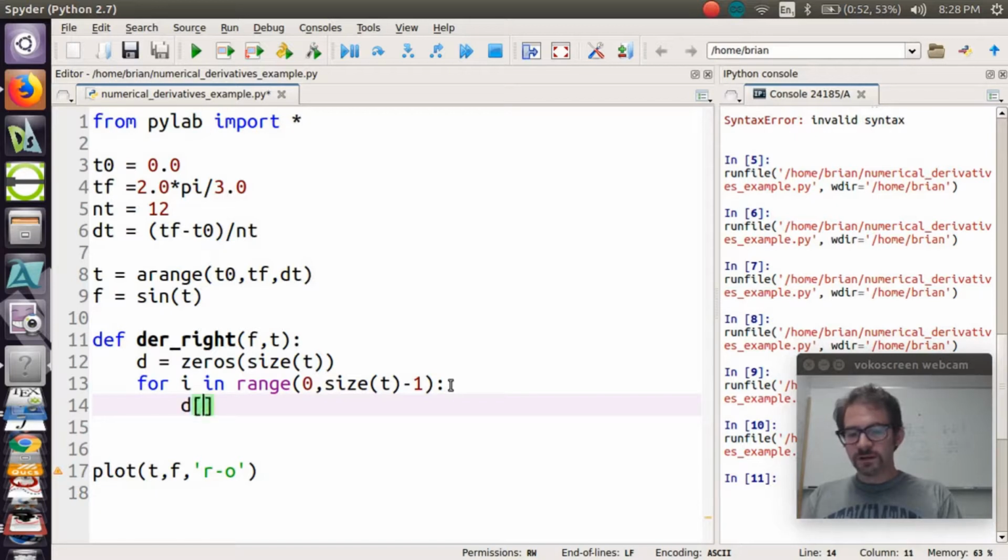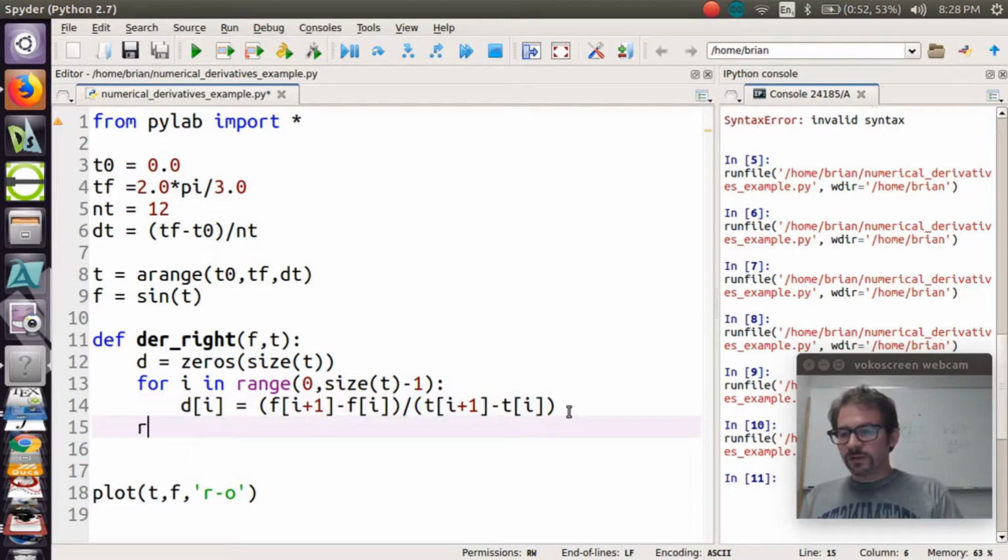Now I'm going to say d of i will equal f of i plus 1 minus f of i, divided by the same quantity but with t's. Too many parentheses. These are going to be t's. So I have the change in f to the right, i plus 1 minus i, change in t in the denominator, t of i plus 1 minus t of i, and our function needs to return d.